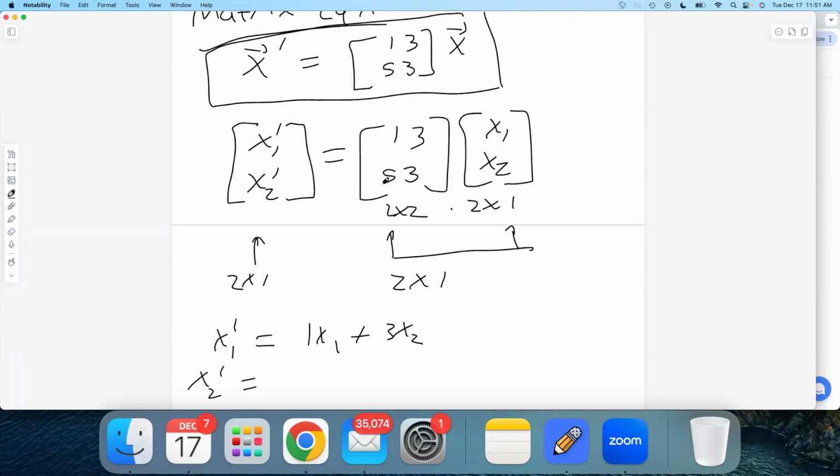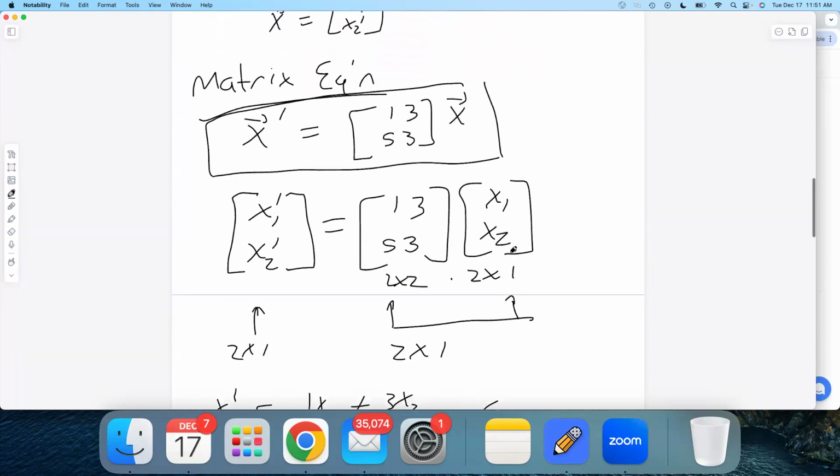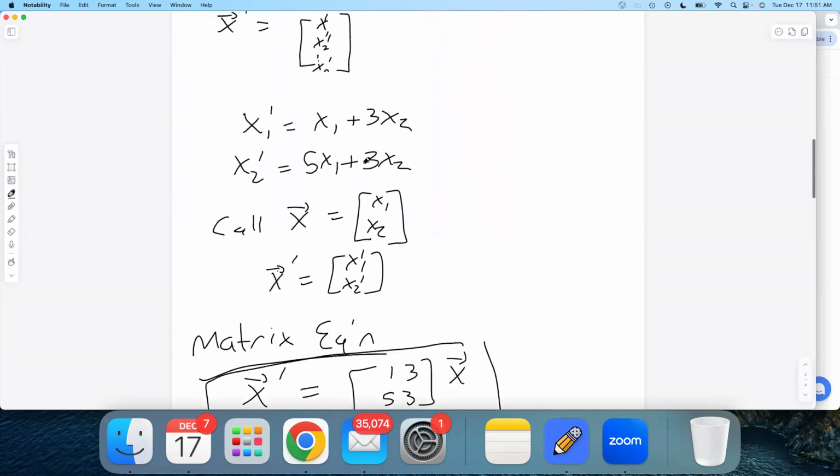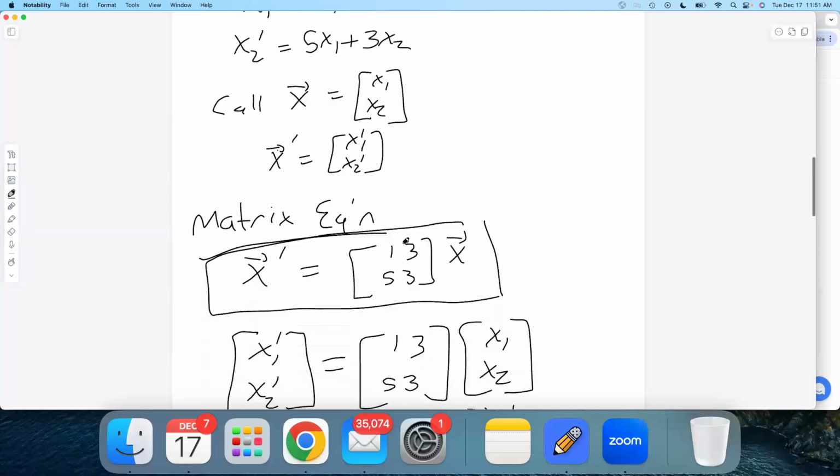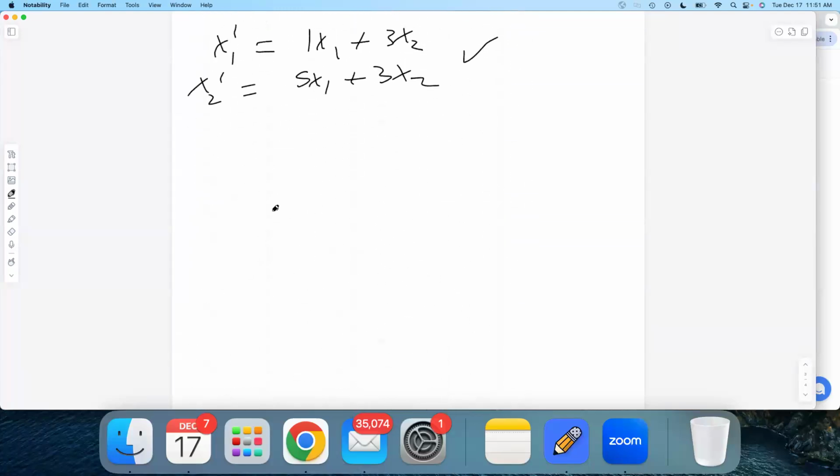x2 prime should be 5x1 plus, it's always a plus in between them, 3x2. But hey, that's exactly what we started with. Okay, so all we're doing right now is rewriting this equation in matrix form. So that's our first step. Our goal is to write x vector prime as some A times x.